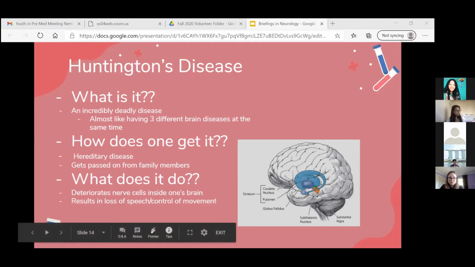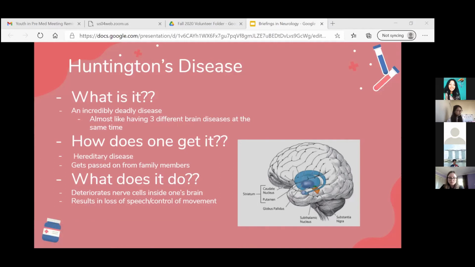So what does this deadly disease do? In simplest of terms, the disease deteriorates nerve cells inside one's brain. This causes people to lose control of their movement and their speech. They're also usually suffering from depression and mood swings. Sadly, there is no cure, but there are drugs that can slow down the deteriorating of the cells.